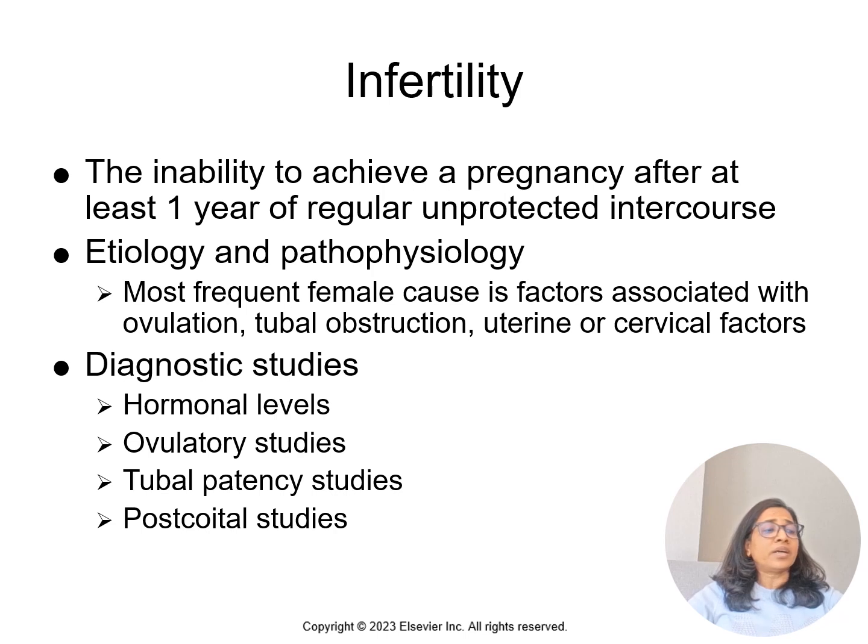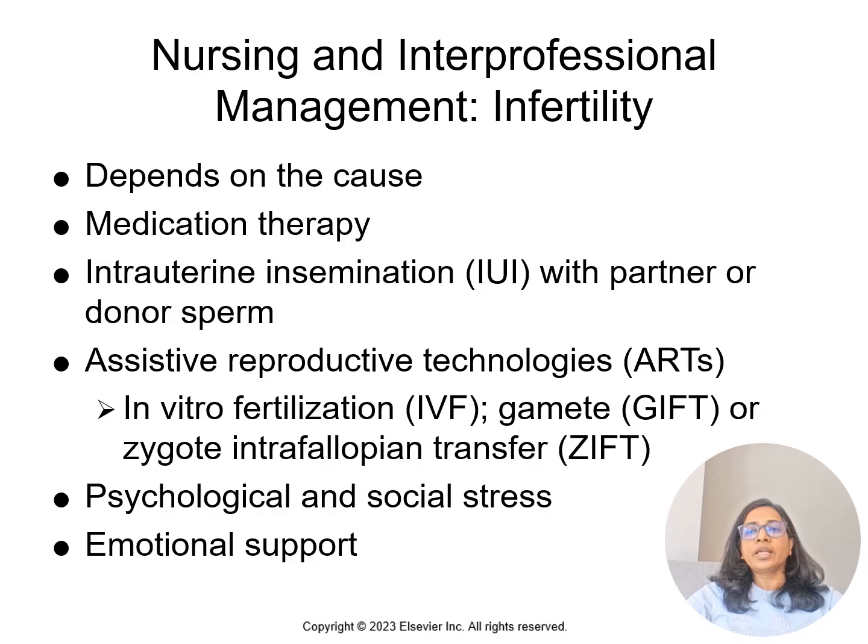Postcoital studies are done after sexual intercourse, between 2 and 12 hours. Usually the fertility clinic will ask couples to go there, and the secretions from the vagina and the cervical region are aspirated, and they look for any abnormalities, or also they look for sperm count and things like that. So those are the studies usually used to diagnose infertility.